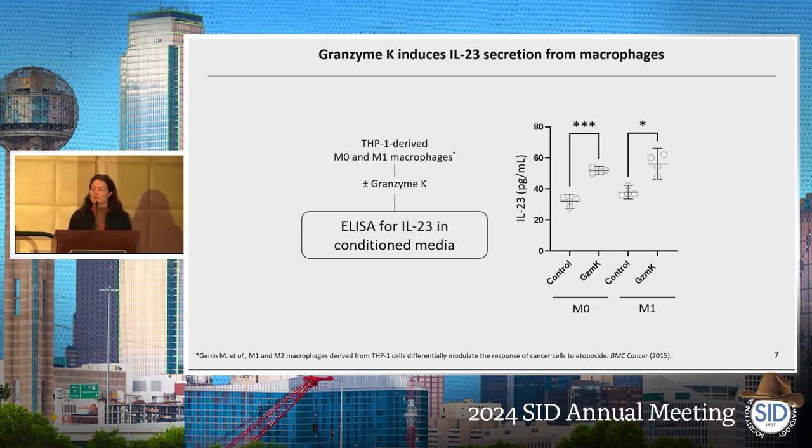And so we raised the question whether Granzyme K might have a direct role in inducing the secretion of IL-23 from cells. And in the context of macrophages, we were able to show that when stimulated with Granzyme K, these cells produce and secrete increased levels of IL-23. And this was true for both M0, or a resting state macrophage, as well as M1, or a pro-inflammatory state macrophage. And we have some preliminary evidence to suggest that this might be occurring by a similar mechanism to that of the keratinocytes. However, this is still yet to be confirmed.